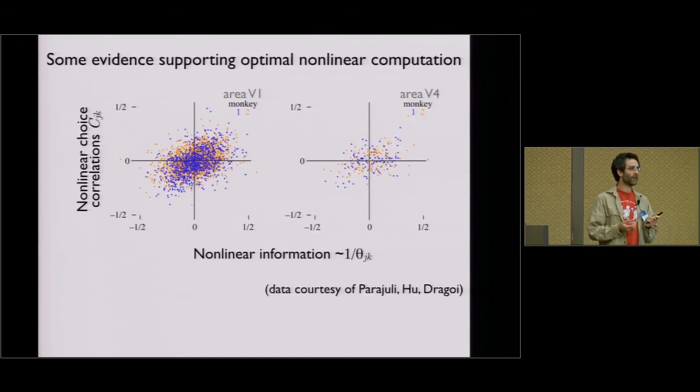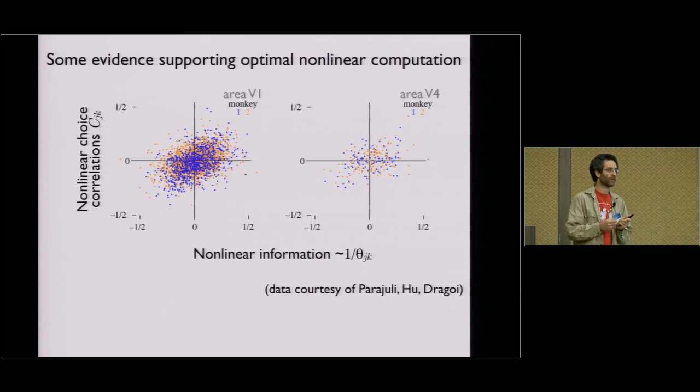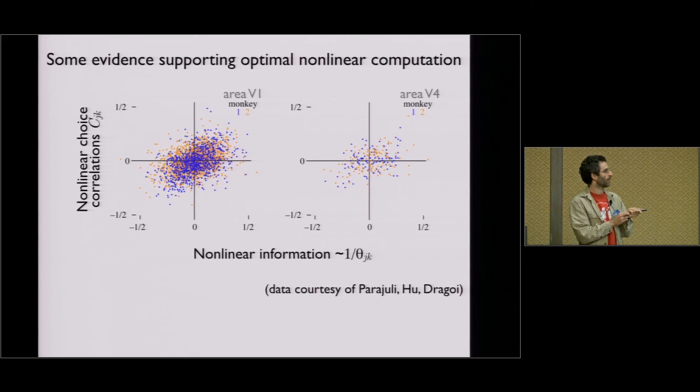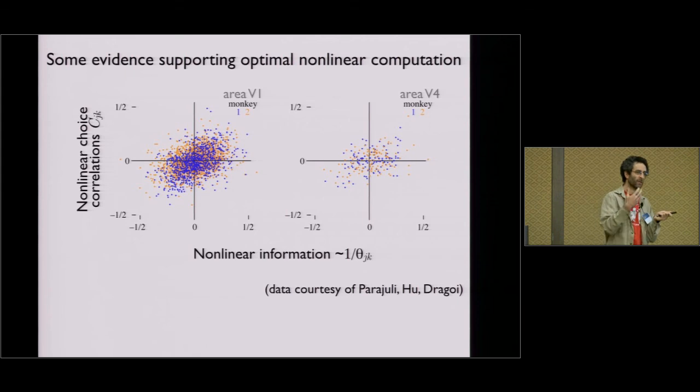We can say if you're doing optimal nonlinear computation, you expect that the threshold for a product of two neural firing rates is going to be equal to the amount that it predicts the choice. Well, that's what we have here. This is data from Valentin Dragoy's lab, where we look at the information in one neuron on a product, the information in a pair of neurons on the x-axis, and the amount that that pair of neurons predicts the animal's upcoming behavior.